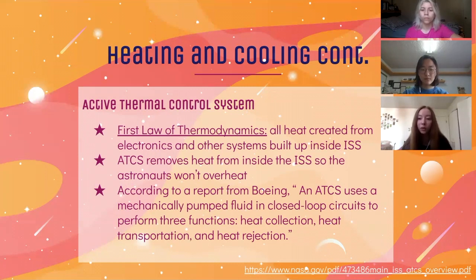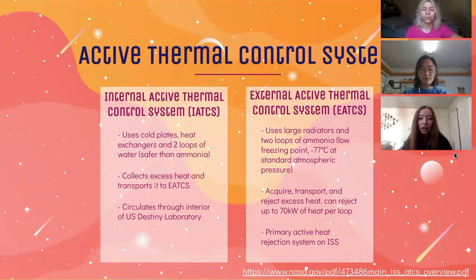According to a report from Boeing, an ATCS uses a mechanically pumped fluid in closed-loop circuits to perform three functions: heat collection, heat transportation, and heat rejection. The active thermal control system consists of four systems, which include the internal active thermal control system, IATCS, and the external active thermal control system, EATCS. The IATCS uses cold plates and heat exchangers, which are cooled with two loops of water, to collect excess heat and transport it to the outside.